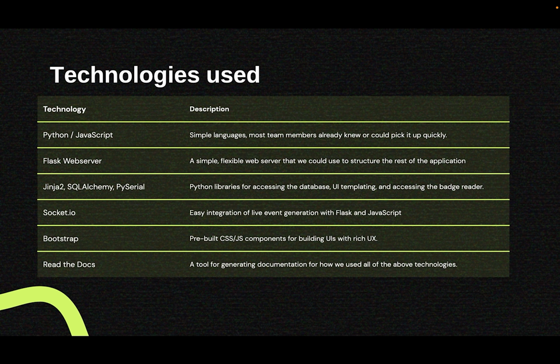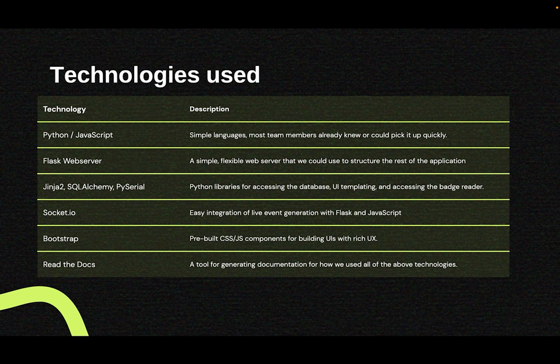Then to implement the server functionality, we used Jinja 2, SQL Alchemy, and PySerial. Jinja 2 is a templating engine that would take data that we produced using SQL Alchemy, connecting to the database with Python code that would generate SQL statements. And then all of this data would be cross-referenced with the data coming from the badge reader, which we could read with PySerial. And so all three of these would create the functionality.